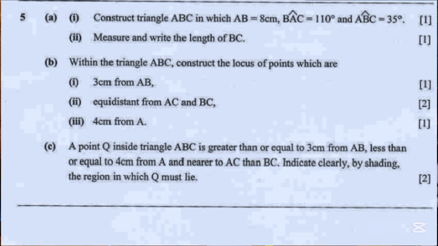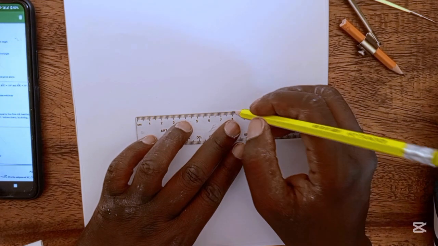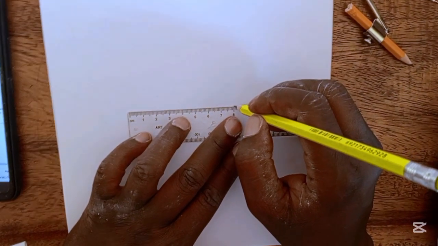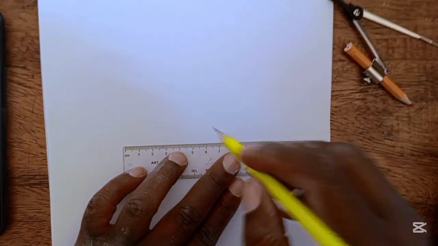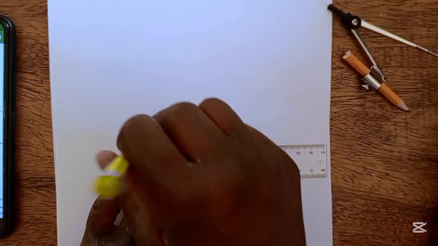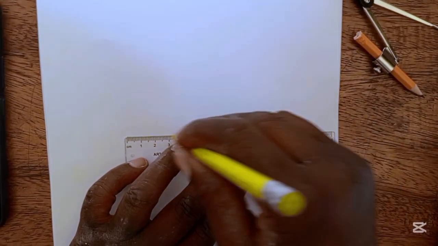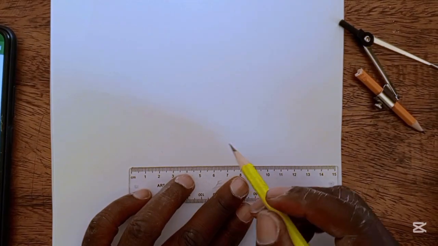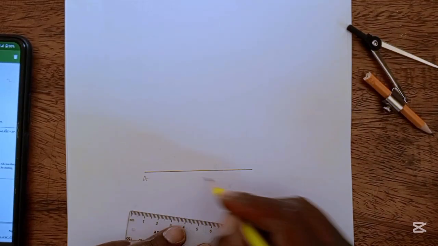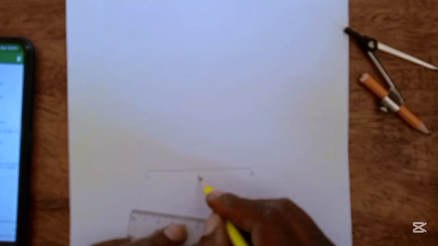We are doing grade 12 mathematics 2019 paper 2. Construct a triangle ABC in which AB is 8 centimeters. They are saying AB is 8 centimeters, so I will make sure that I center my 8 centimeters. You can see what I'm doing. From 0 to 8, I do it like this. This is 8 centimeters, so I'll call this my A, B, and I'll write 8 centimeters.